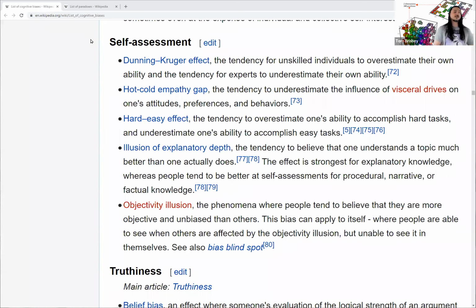That's the Dunning-Kruger effect. A hot-cold empathy gap, the tendency to underestimate the influence of visceral drives on one's attitudes, perspectives, and behaviors. Yes, if you have a feeling, it limits what you can perceive and amplifies what you can perceive. And if you have the same situation and a different feeling, it limits what you can perceive and amplifies what you can perceive. And they're complementary.